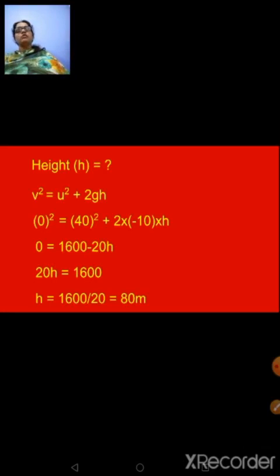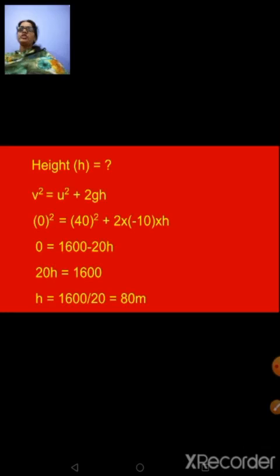40 square is 1600, 40 into 40. 2 into minus 10 is minus 20, so plus into minus 20 will give you minus 20H. So we get 0 square as 0. 40 square is 1600. 2 into minus 10 is minus 20. Plus into minus 20 is minus 20H. Now let's take this minus 20H to the other side. It becomes plus 20H, which is equal to 1600.